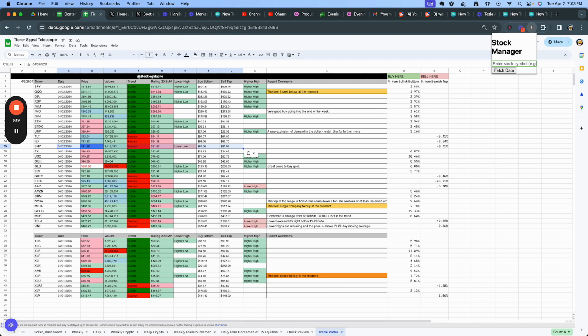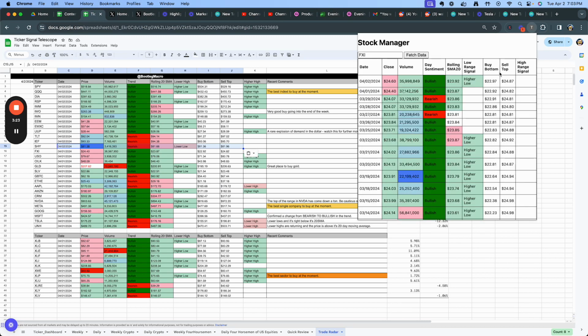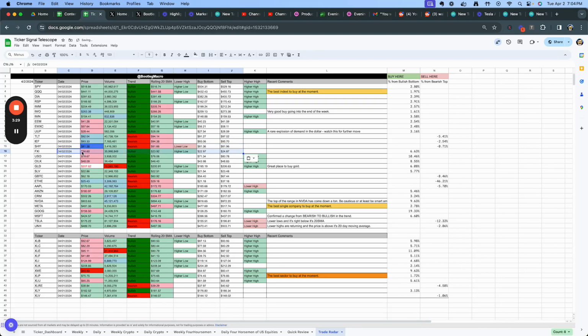Let's say we were looking at, the next one we're going to do is FXI. Essentially what I'm going to do here is show you exactly how this breaks down. So FXI today was up, nice. It was up 20 cents today. The big thing I'm going to look at is, we're already bullish. We know we're bullish. The rolling average went up a little bit, and that's good.